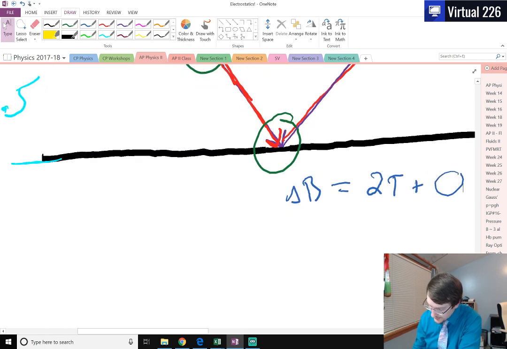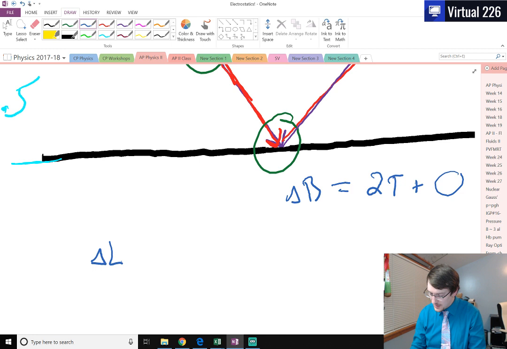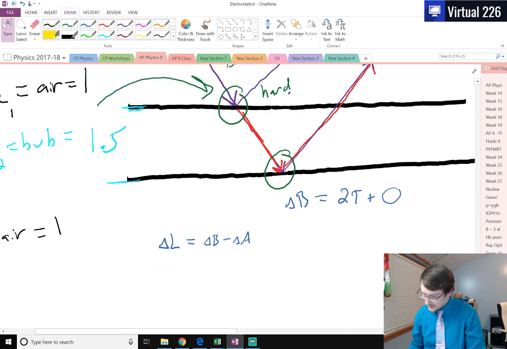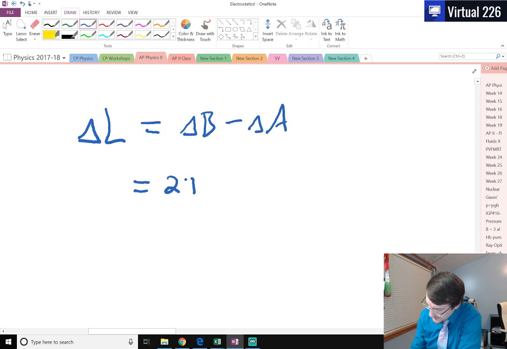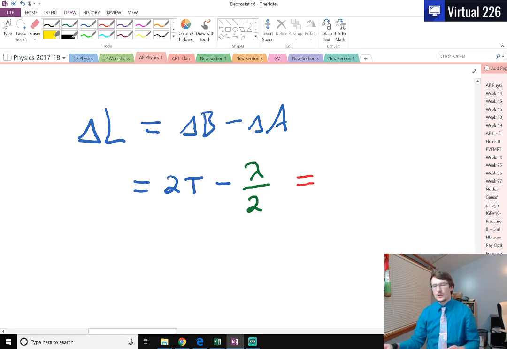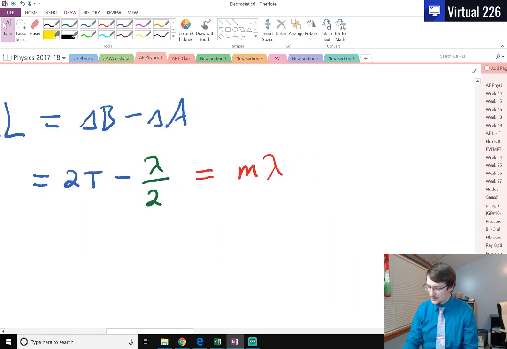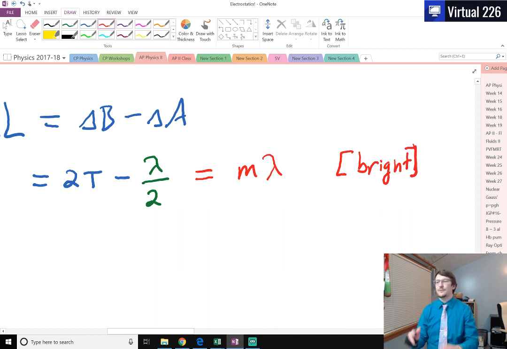The path length difference that we care about, delta L, and this is a similar idea to the double slit, where it's that path length difference causes this change here, and it causes that light to either be in phase or out of phase. Well, that path length difference is just delta B minus delta A. So what we see here is we'll see 2t minus lambda over 2. And this has to be equal to, to get a bright spot, similar to the double slit, m lambda. Because we know for both the double slit and the thin film, if our light is in coherence again, we are going to get a bright spot out of this.